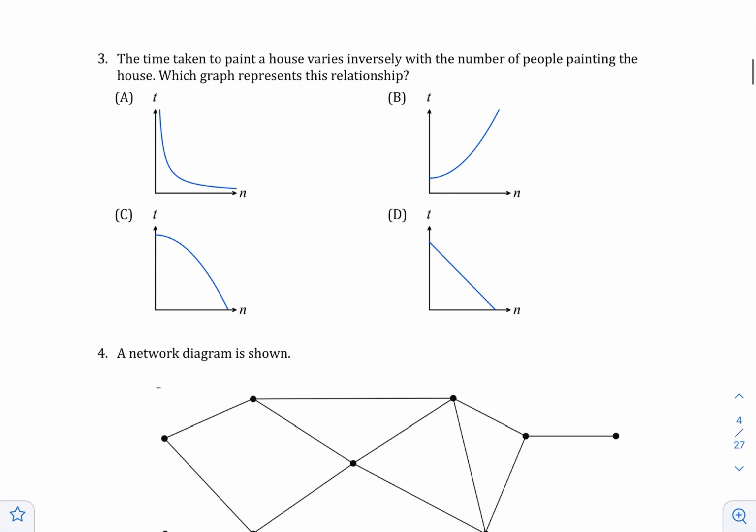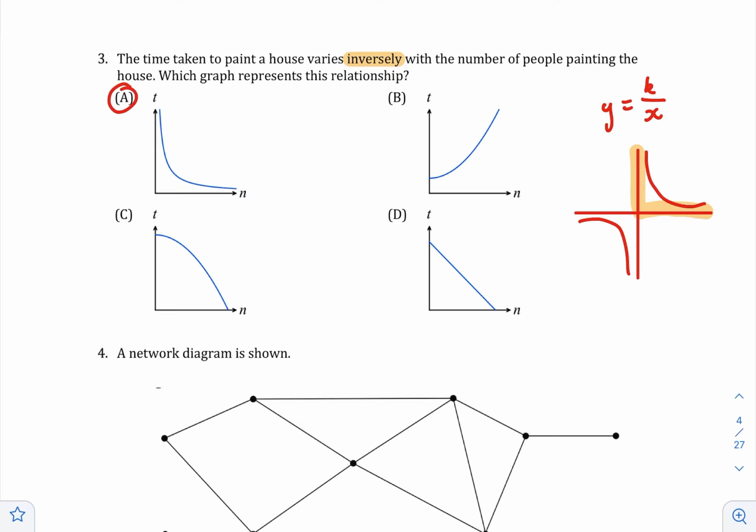Question 3: the time taken to paint a house varies inversely with the number of people painting the house. Which graph represents this relationship? It's important to recognise that inversely looks like y equals k on x, and that looks like a hyperbola on a graph. That is the positive version of a hyperbola. When we're talking about the number of people and time, we only care about the positive aspect for both. So which one looks like that?